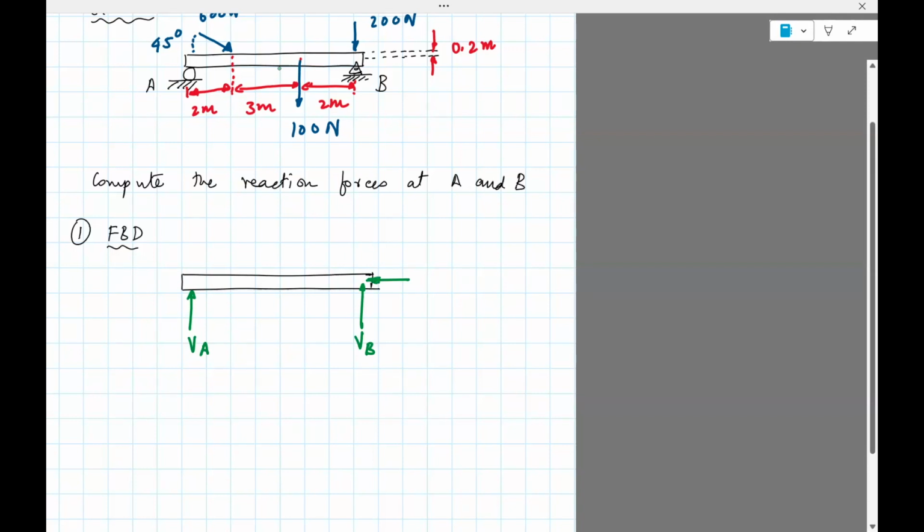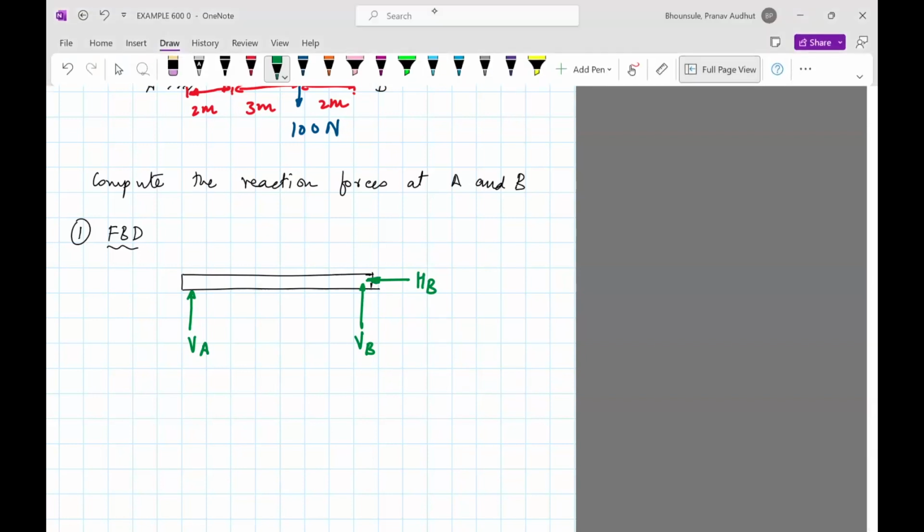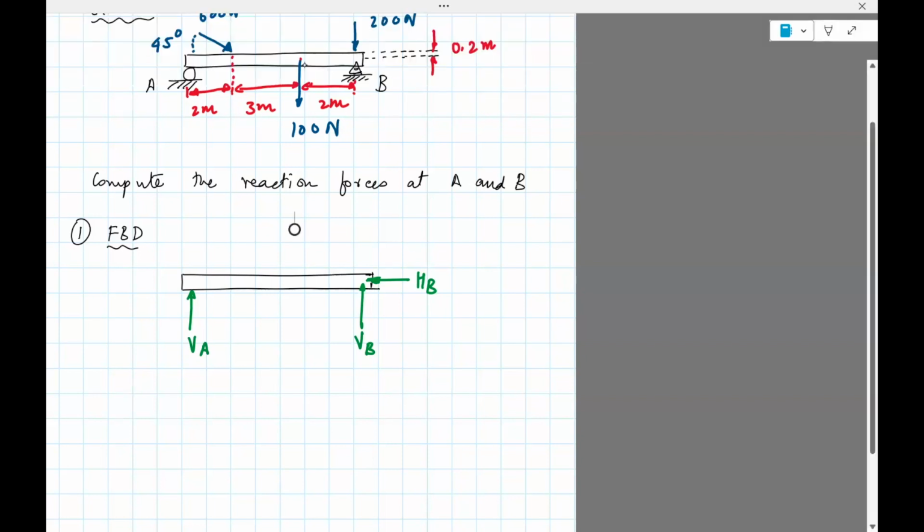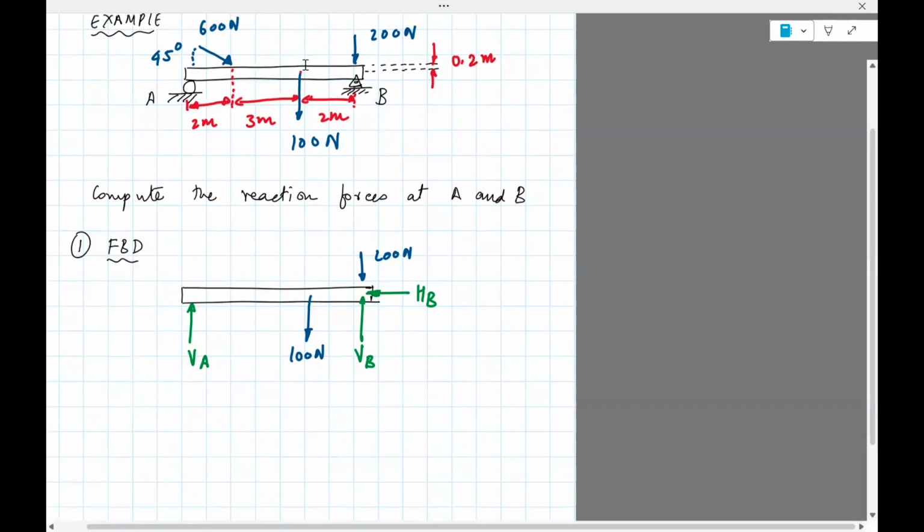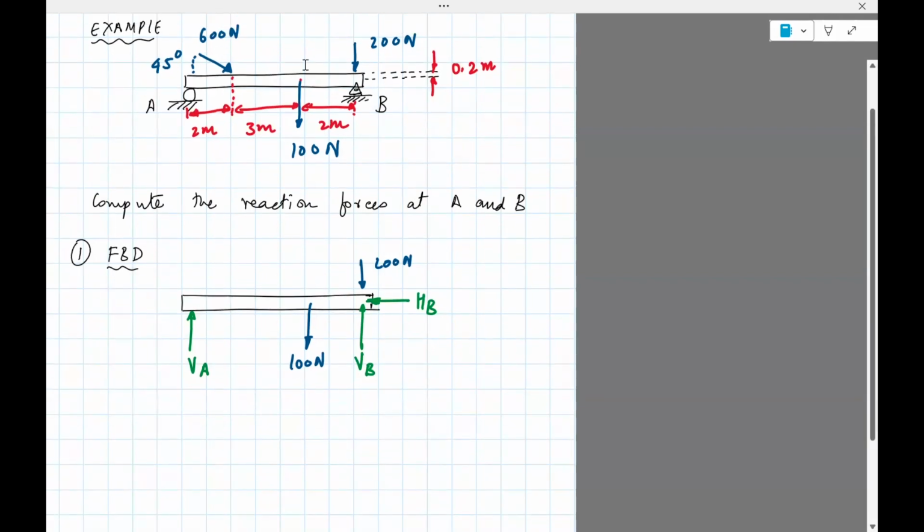Okay, I'm randomly assuming the directions here. You can assume it the other way too, which is down or up, whatever you want. Okay, let's put all the other forces. There's a 200 Newton force here. So 100 Newton force. Now there's a 600 Newton force acting at an angle of 45 degrees.